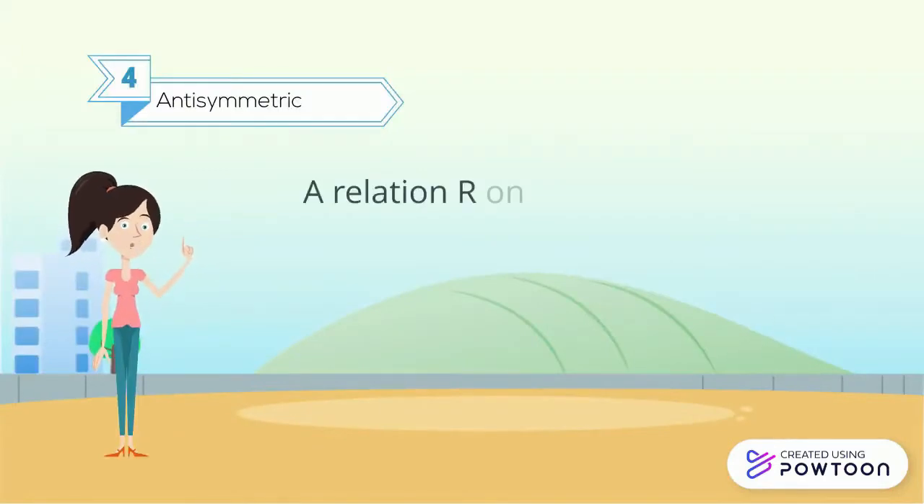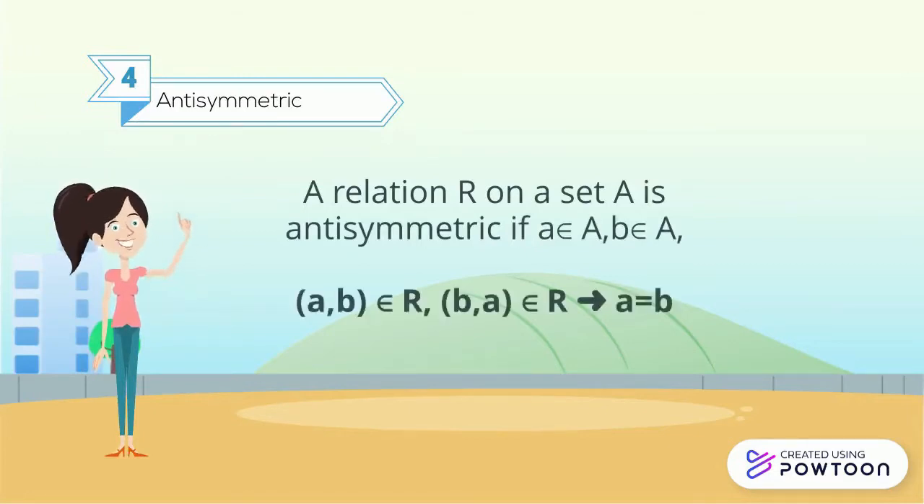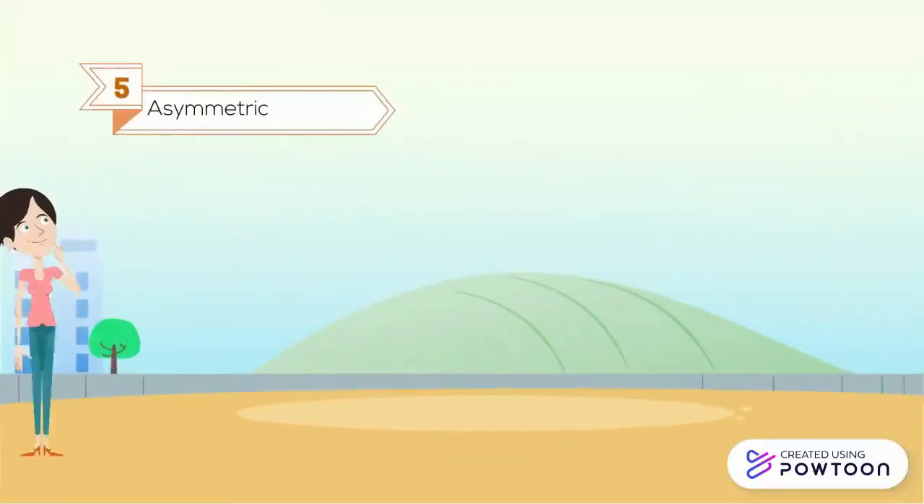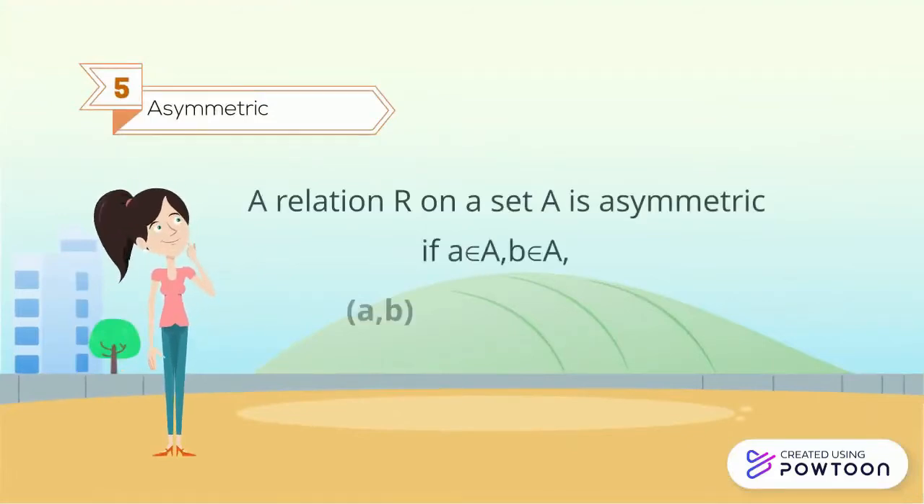A relation R on set A is antisymmetric if a and b are elements of A, (a, b) is an element of R, (b, a) is an element of R, and a and b are the same. A relation R on set A is asymmetric if a and b are elements of A, (a, b) is an element of R, but (b, a) is not an element of R.